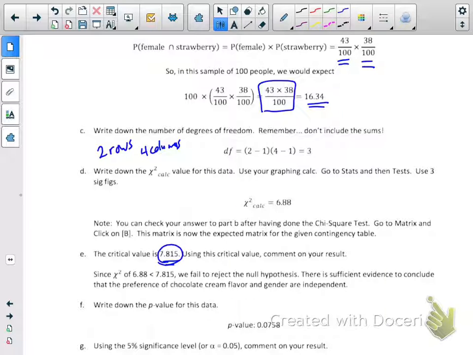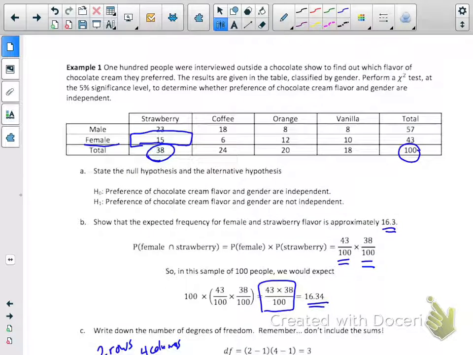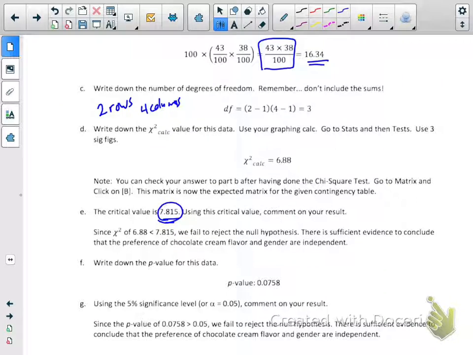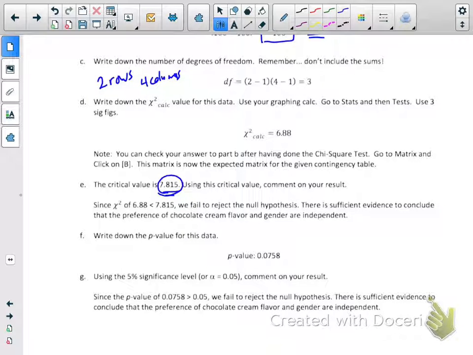Now, if you want to look at the p-value as well, the p-value from my previous screen on the calculator was 0.0758. If I compare that to the 5% significance level, that was given up here in the question, that's an alpha of 0.05. So this number right here is greater than 0.05. Again, if the probability is low, that's bad. So this is good, that's high. So we're going to fail to reject that null hypothesis. So there's significant evidence to conclude that those two things are independent.